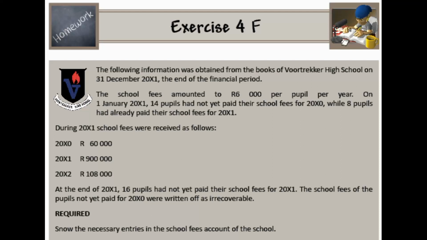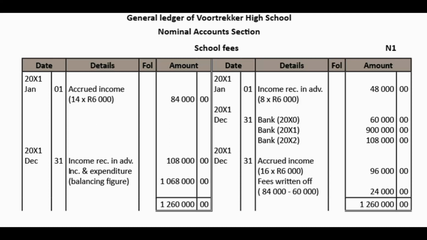Then they give you the amounts that we received during the year. School fees were received: 60,000, 900,000 and 108,000. You enter that on the credit side of the school fees account. You can add those amounts, or in this case they've written it separately, which is also fine. So you can add the three amounts.